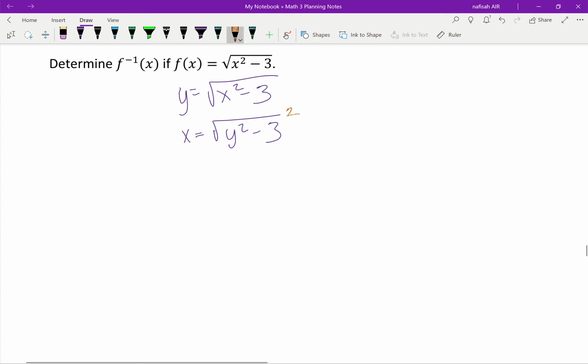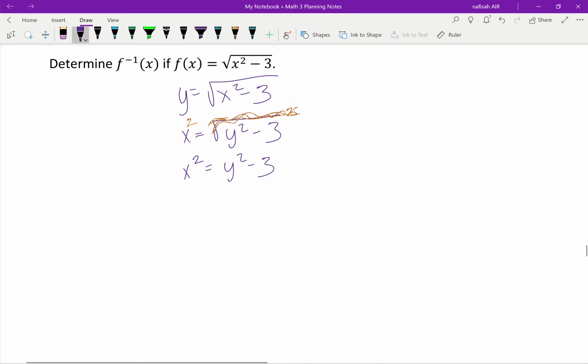I'm going to square both sides, because if I square both sides, then I can get rid of a square root. If you have a square root, the only way to get rid of it is to take the opposite of square root, which is squaring. So I'm going to square both sides, and my square root and my square will cancel each other out. I'll be left with x squared equaling y squared minus 3 because my square root went away.